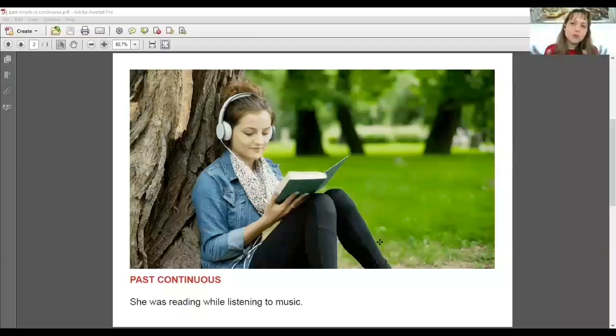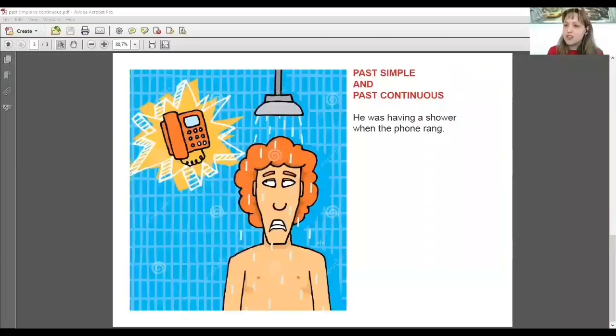And finally, what happens when we put them together? Because we usually use these two tenses at the same time. Usually to say that one action interrupted another action that was in progress. In this case, he was having a shower when the phone rang. That means that he was having the shower before, then the phone rang, and he either stopped having the shower or he continued. Yet the action of the phone ringing made the shower stop somehow.